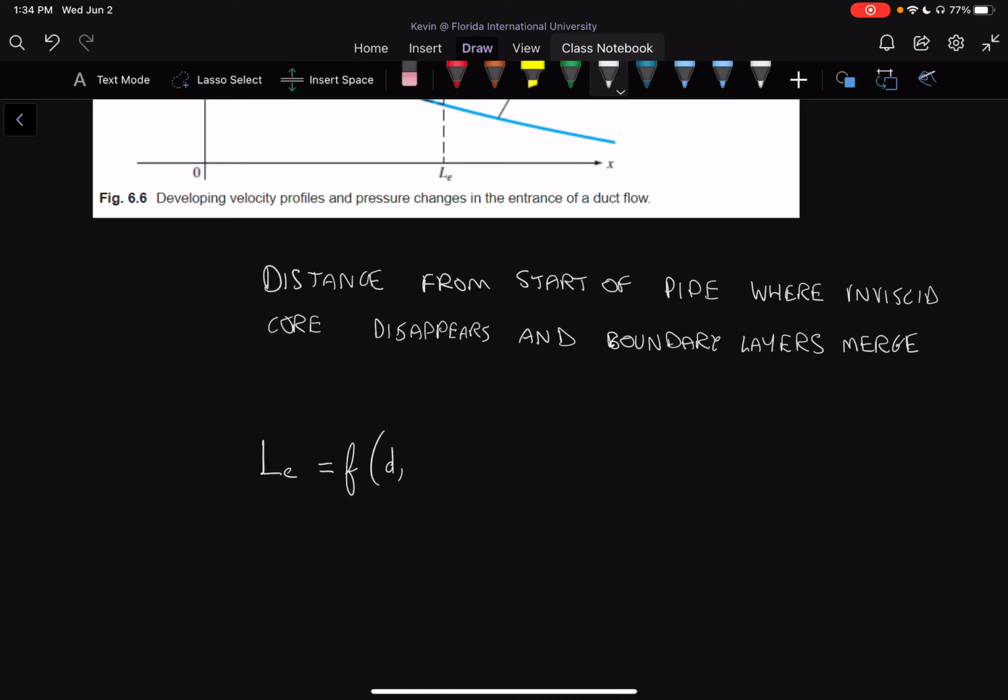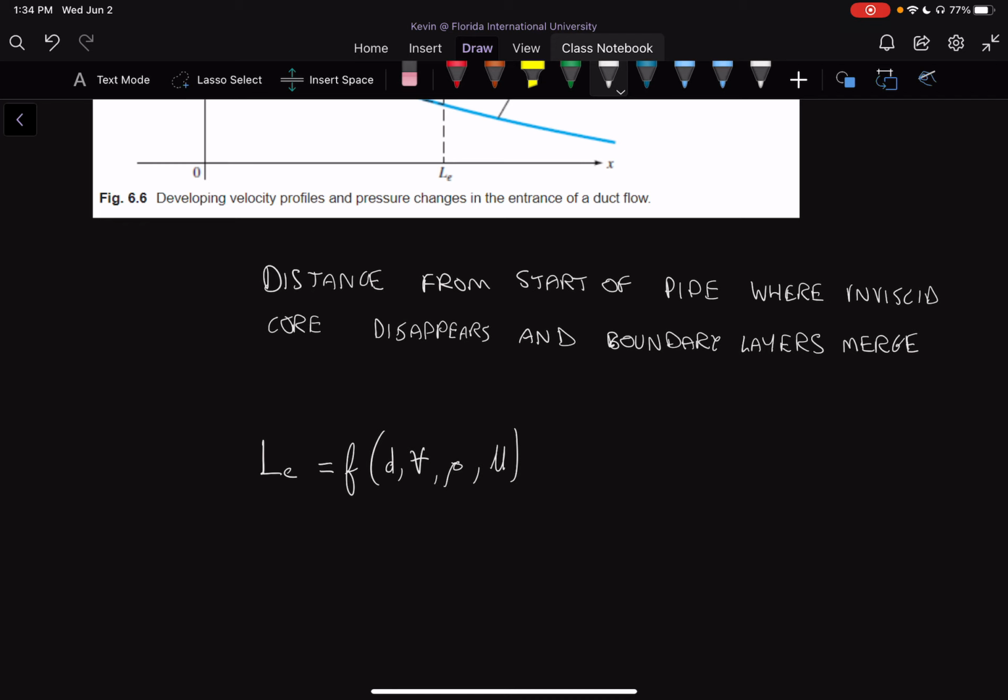So it's a function of diameter, so it changes with diameter. It also changes with the velocity of our flow. So if we have a different velocity, this length of the core, this length of the entrance, could be different. Also, it varies based on density. So if we have a different density, it could be a function of density as well. And it's also a function of viscosity. Okay, if we change our fluid from water to oil, our entrance length, or our developing region, will change. Okay, so there will be a difference.